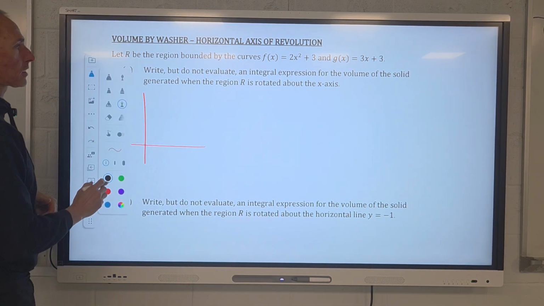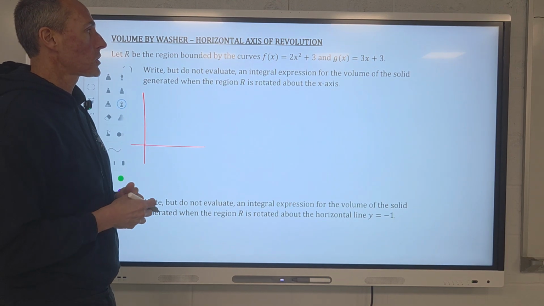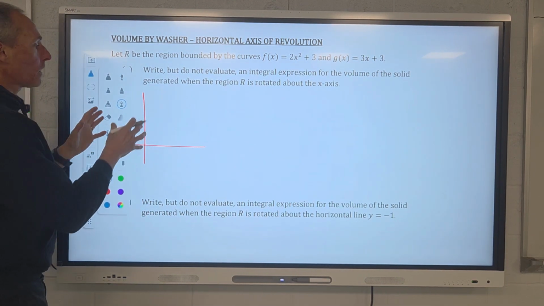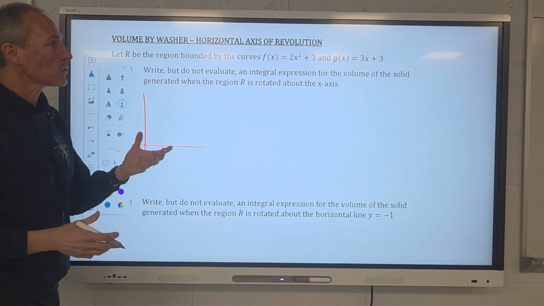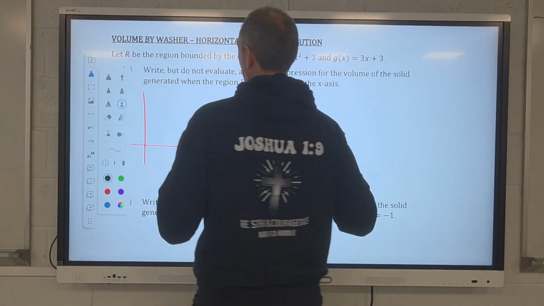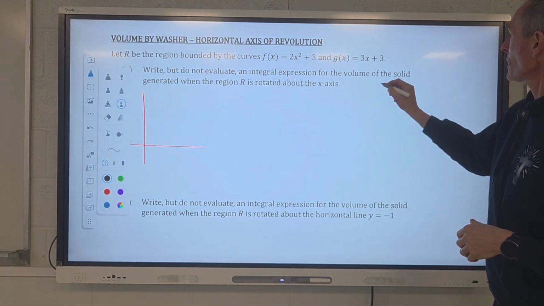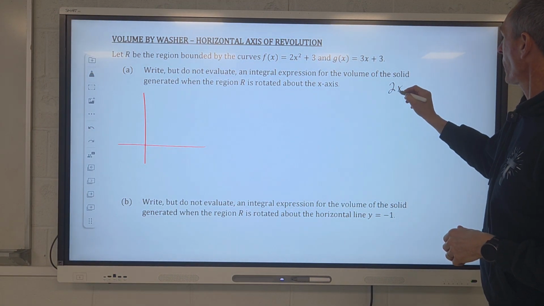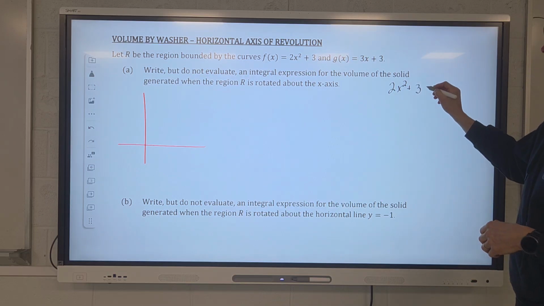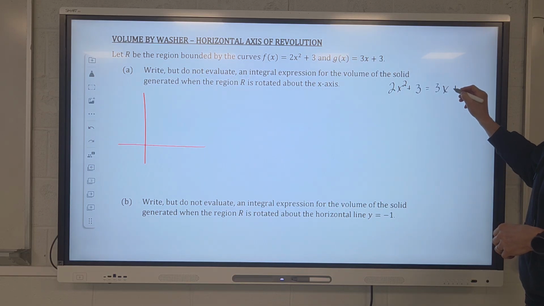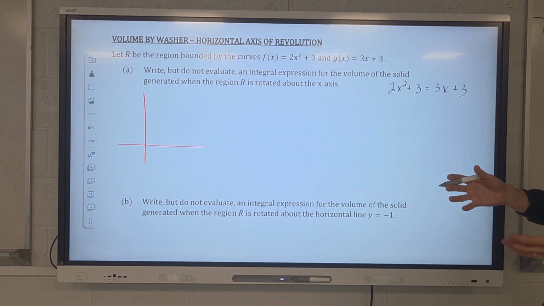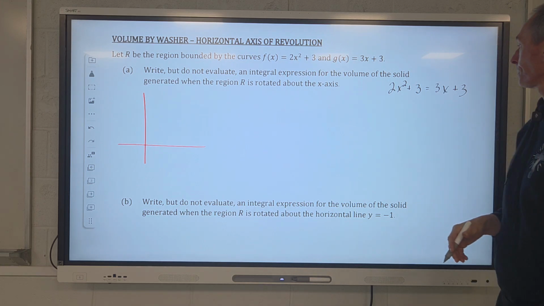2x squared plus 3. If you're not really quite sure exactly how to draw this, I wouldn't just start drawing the graphs first. I actually would find the points of intersection first. So let's find out, where does 2x squared plus 3 equal 3x plus 3? So we know kind of where this region begins and ends.